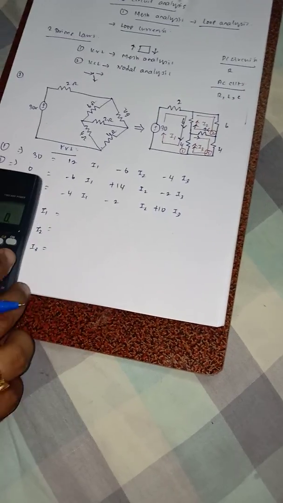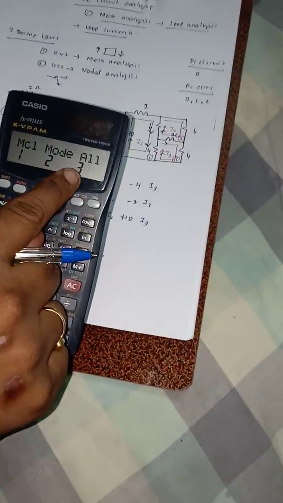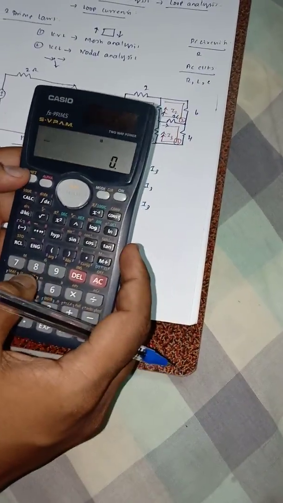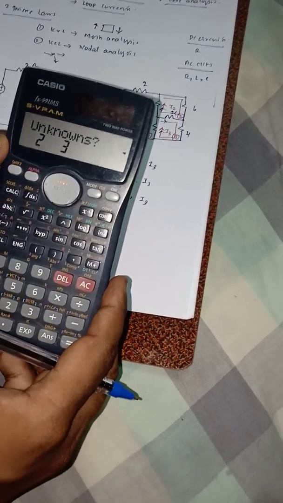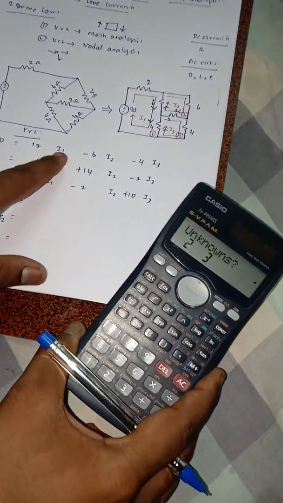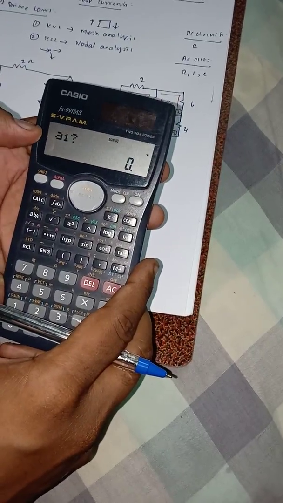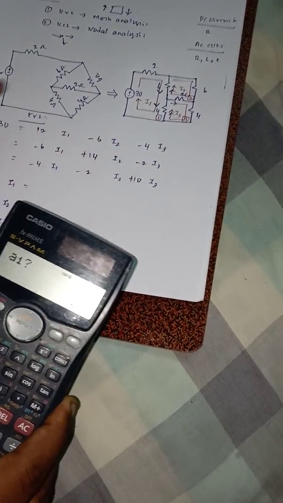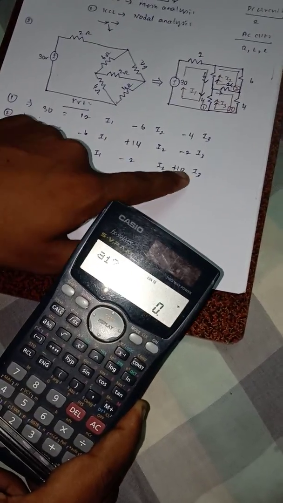So how to find it: first what you want to do is press shift and mode. You want to reset everything. So 3, reset everything. And then next you press mode 3 times. So you are getting the equations option. How many unknowns do you have? I1, I2 and I3. Now fix the unknowns to be 3. And here it will be asking about A1, B1 and C1. This is your A1, B1, C1, D1. A2, B2, C2 and D2. A3, B3, C3 and D3.